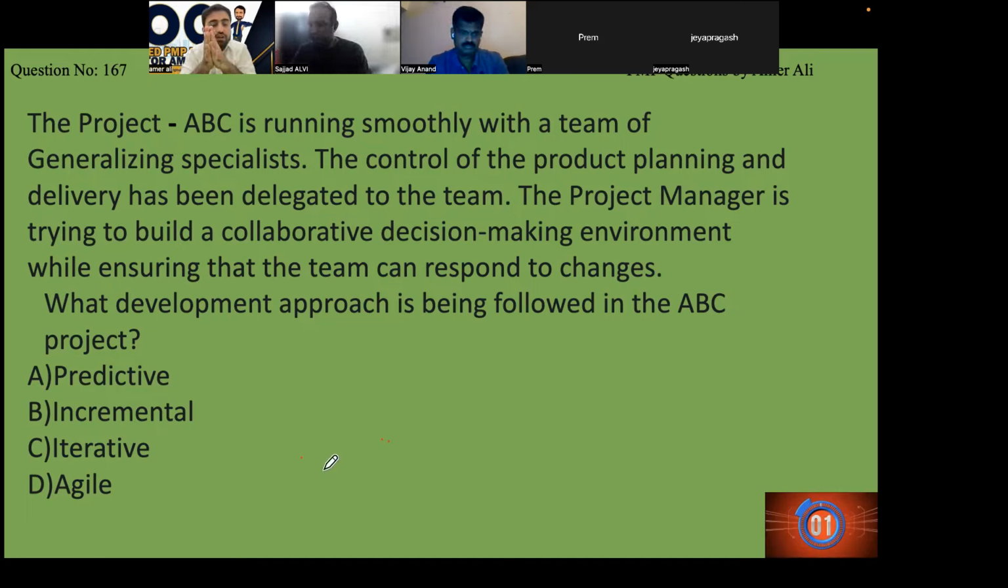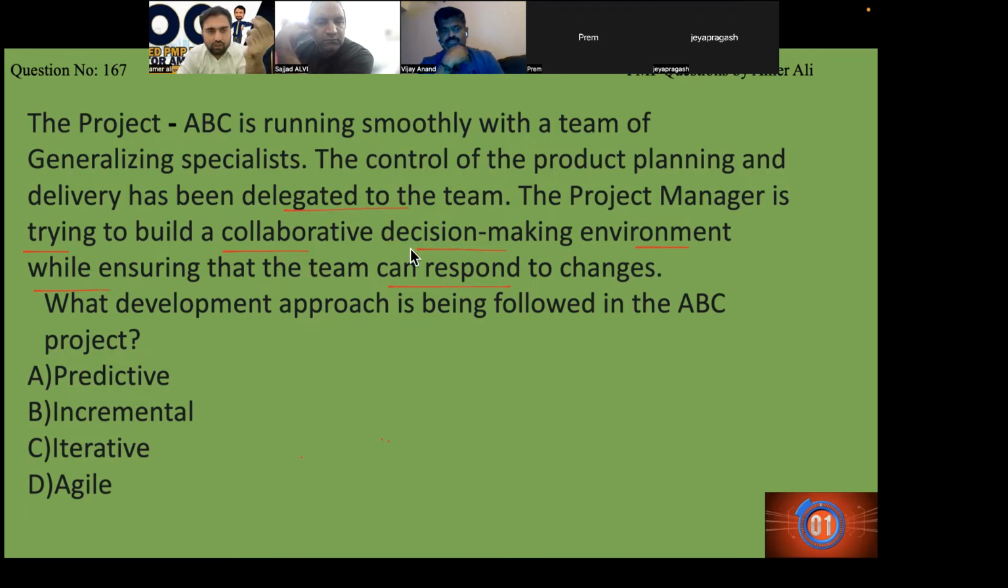A very important question, and this question basically summarizes the difference between predictive and iterative and things like that. Which development approach is being followed in the ABC project? The project is running smoothly with a team of generalized specialists. The control of product planning and delivery has been delegated to the team. The project manager is trying to build a collaborative decision-making environment while ensuring the team can respond to the changes. Which approach is being followed?